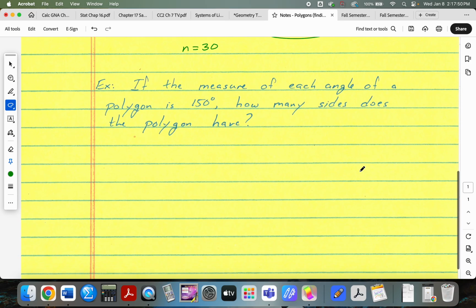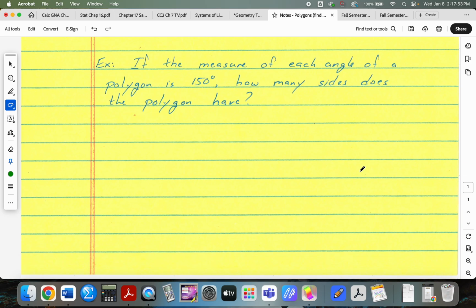One last example, but this example I'm going to show you two different ways to do it, and I'm going to let you choose which way you want.